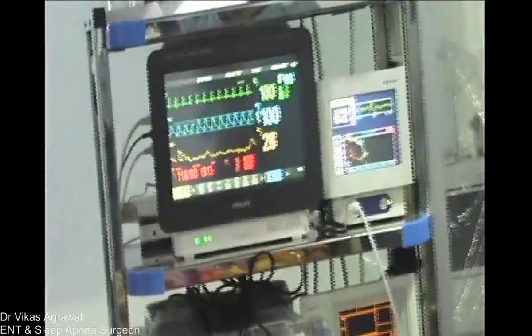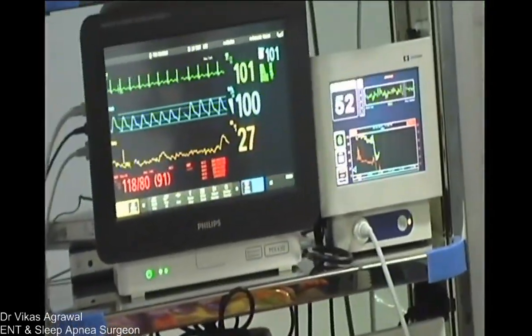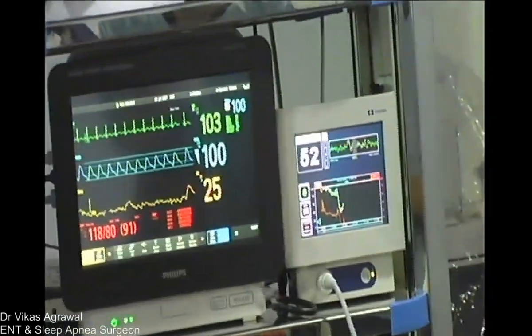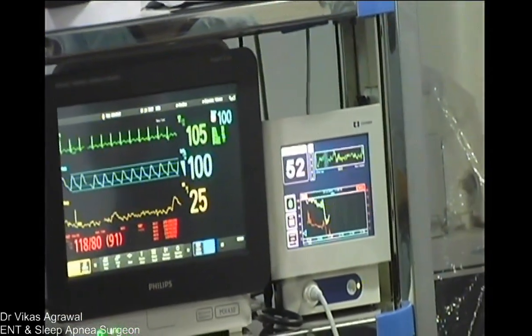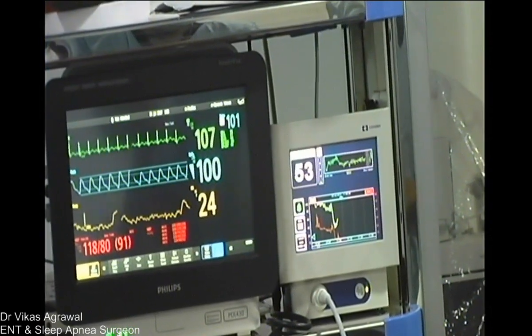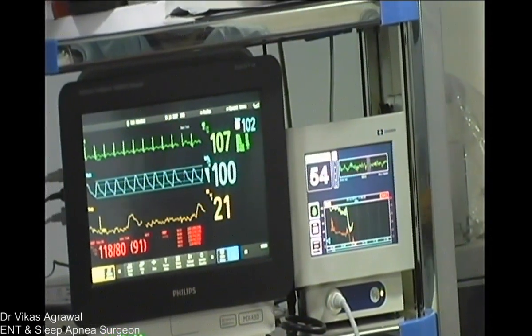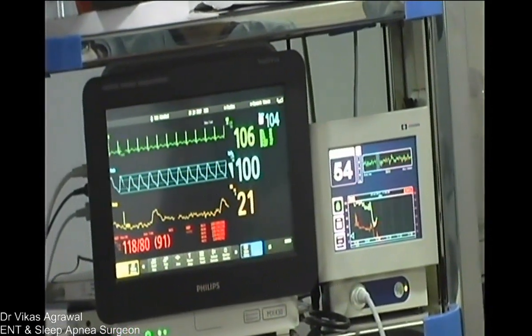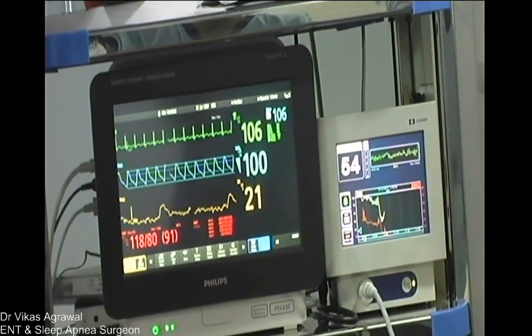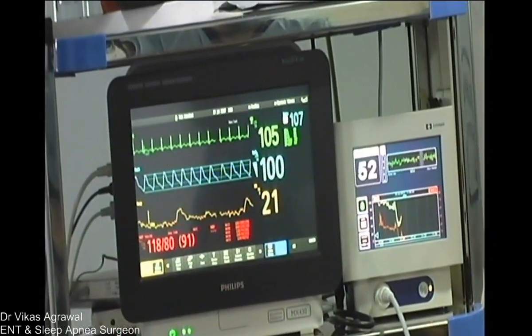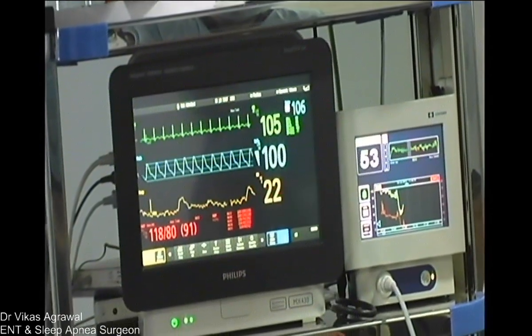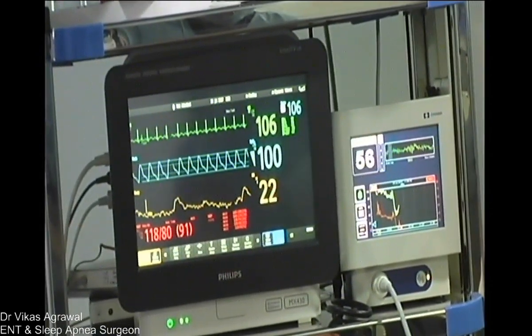Now you can see the monitor is showing 100% saturation, and the BIS is showing around 52. Since he is being given anesthesia, the BIS is at 52. When we did the drug-induced sleep endoscopy, it was in the region of 80, 75, 80, 75. So 60 to 80 is the range where you do drug-induced sleep endoscopy.